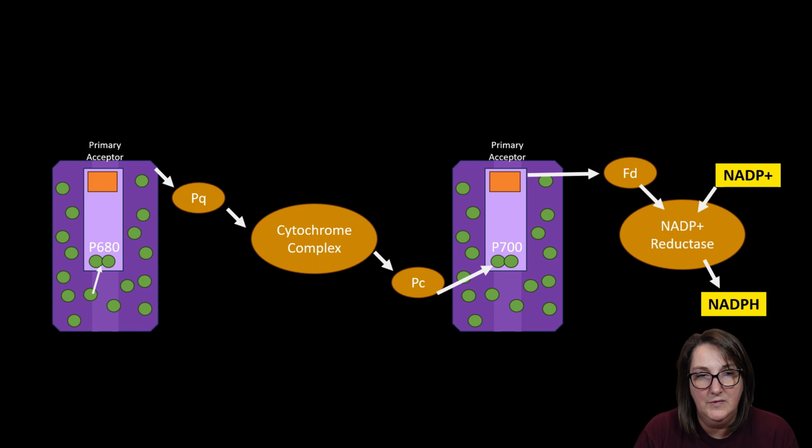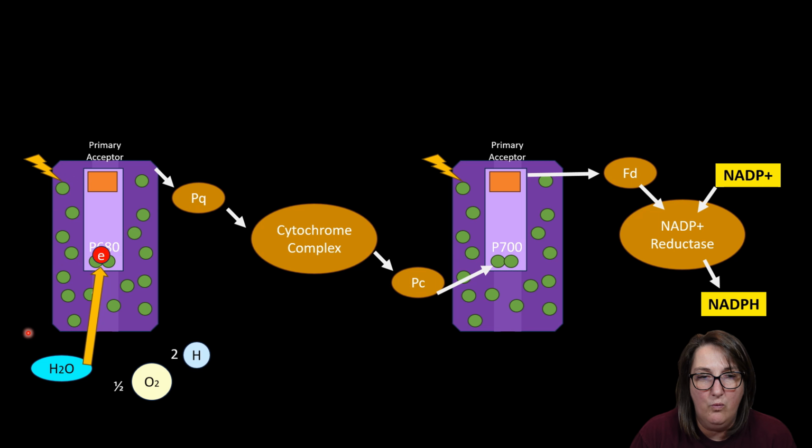So let's look at this one. Here's my P680. This is my chlorophyll A. I'm going to have light come in. And then all of a sudden I'm going to start having this water come in. And then these little pigments are going to get super excited. My electron is going to get moved in. I'm going to have one oxygen molecule and 2 hydrogen molecules come off. So this is half an oxygen gas. Another water molecule will come in, and then that oxygen will come on, and then I'll have 2 oxygens, and I'll have oxygen gas. So right now I have half of an oxygen gas and 2 hydrogen molecules.